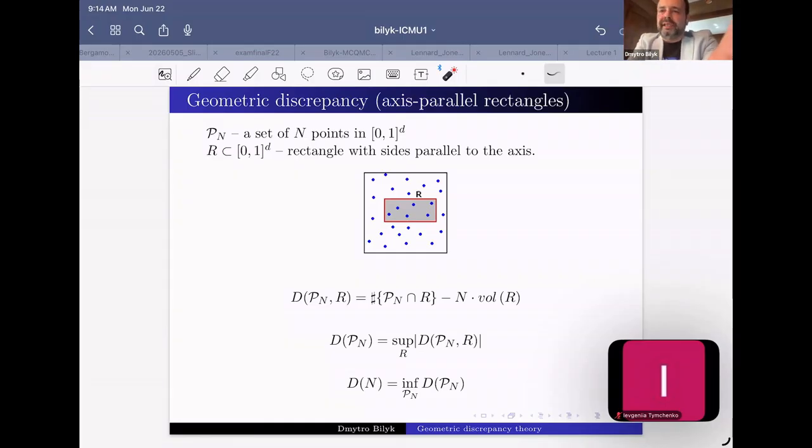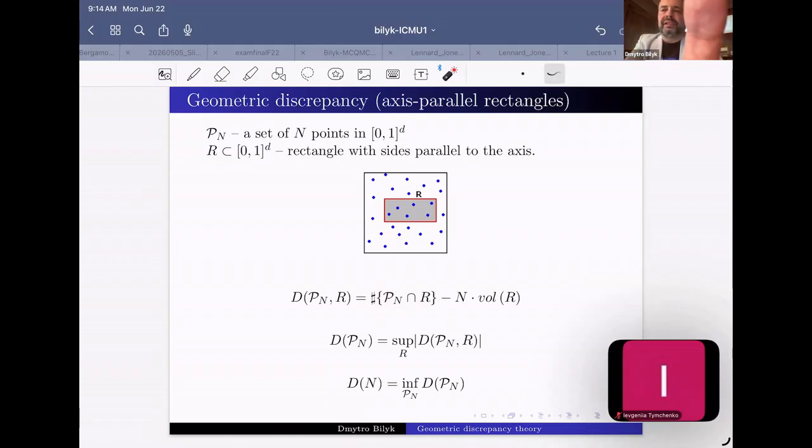One of the ways to do it is to use some test sets. In this case, this will be an axis parallel rectangle here. And you count how many points. This will always stand for cardinality, or the number of elements. How many points are in that rectangle? Then minus n times the volume of this rectangle. So if the distribution is truly uniform, for example if the points were random, the expectation would be exactly n times the volume of the rectangle.